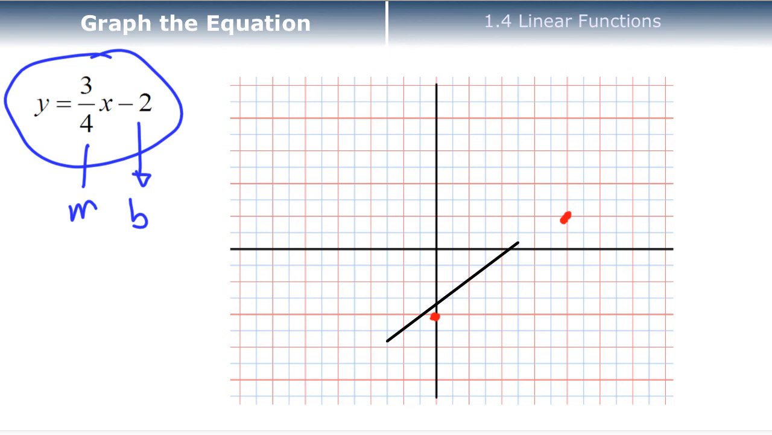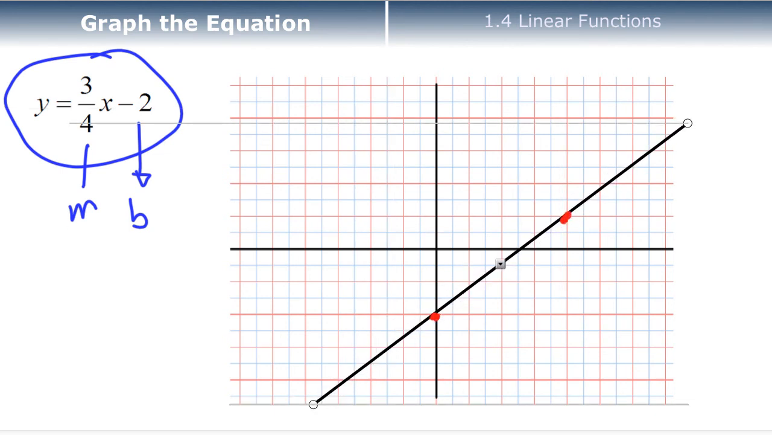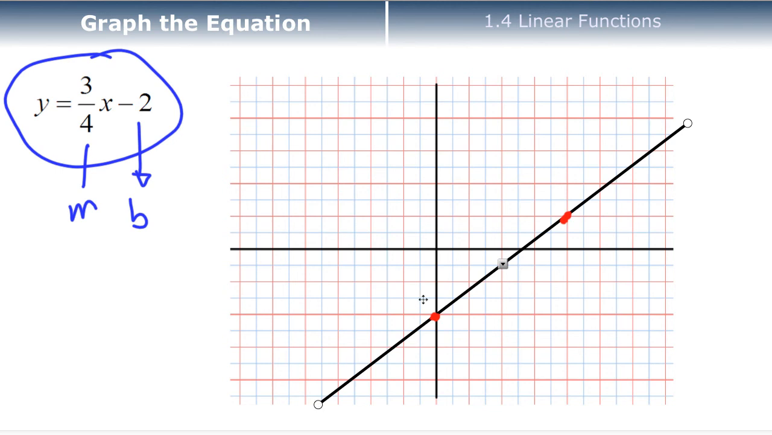It goes in between there and there. I guess I can extend that. It doesn't matter how long I make it. It doesn't have to start and stop at those points. But that would be my line. It goes through this y-intercept, and it has a slope of rise 3, run 4.